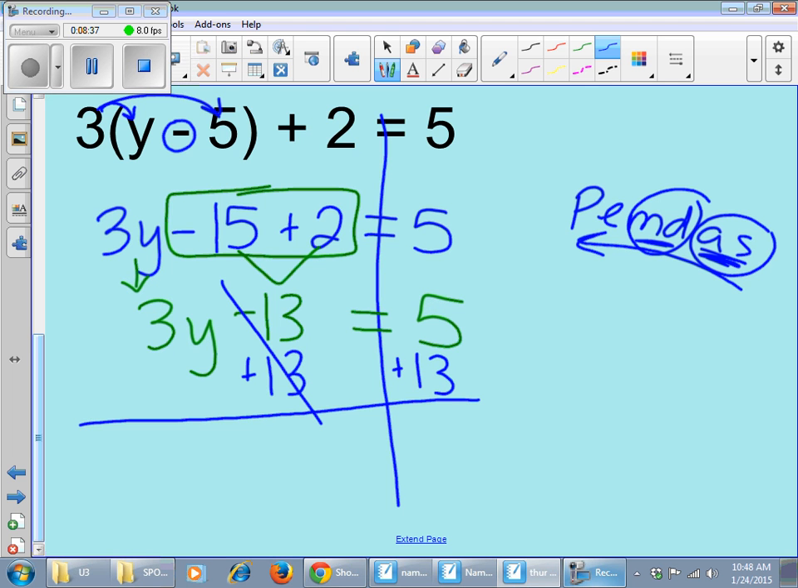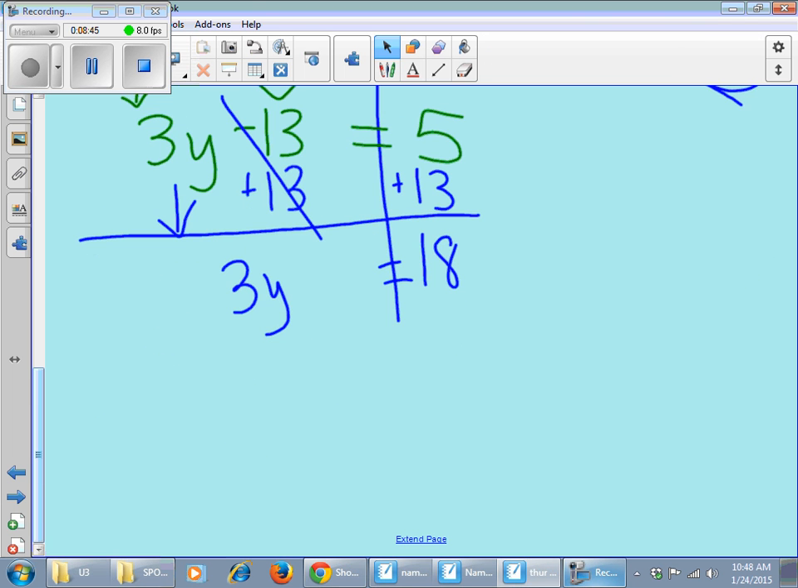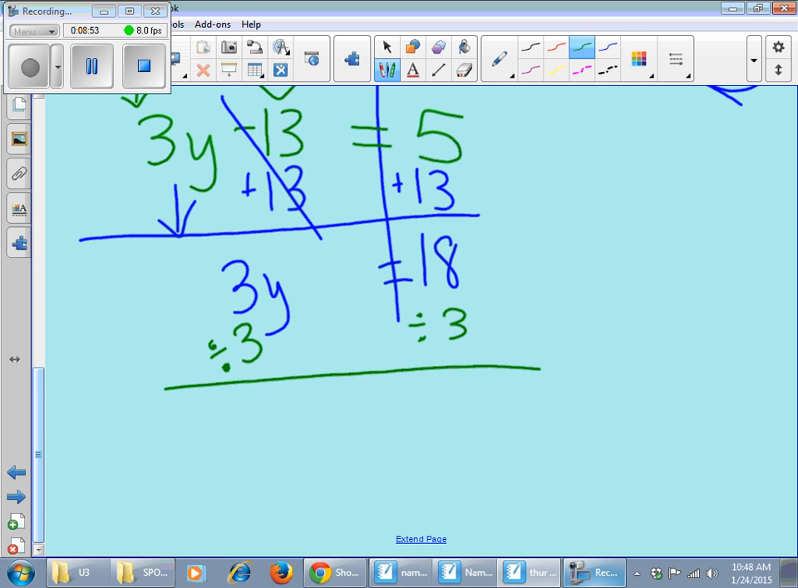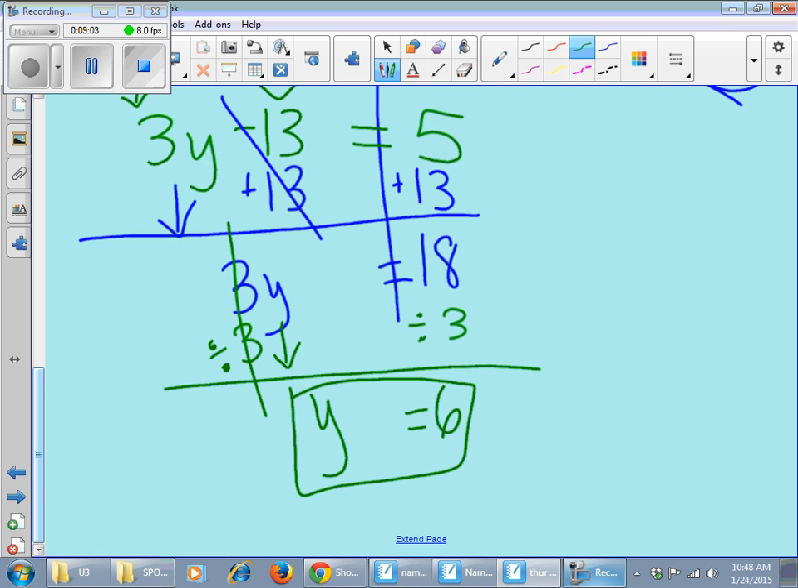Minus 13 plus 13 cancels. 5 plus 13 equals 18. 3y comes down because we haven't done anything with it yet. 3y means 3 times y, so to cancel out multiplication by 3, I'm going to do division by 3 on both sides of this equation. Times 3 divided by 3 cancels. 18 divided by 3 equals 6. Equal sign stays. Variable comes down. Looks like y equals 6.